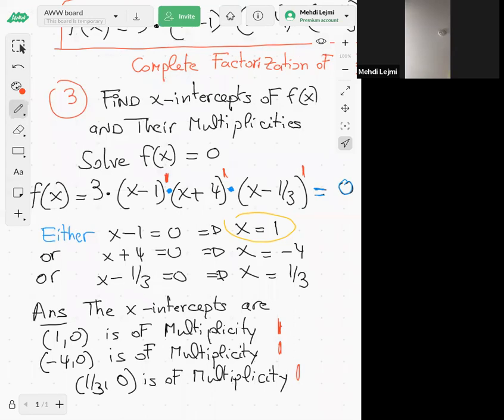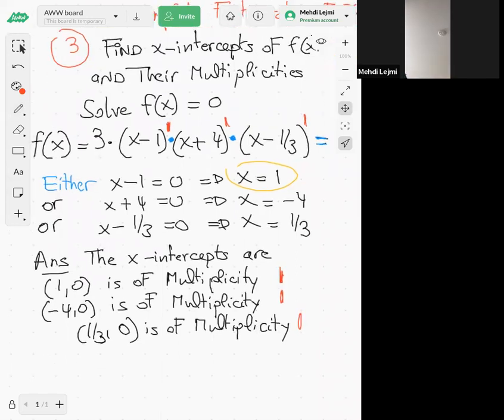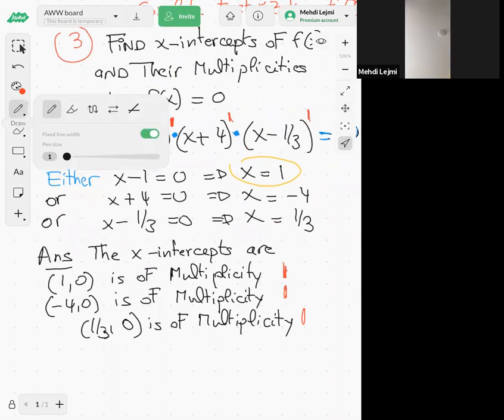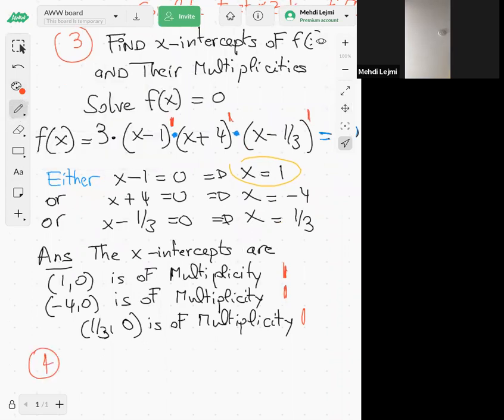All right, so that answered number 3. Now what's number 4? Number 4 was to find the y-intercept. Right, this was my x-intercepts and their multiplicities. So you see, guys, why we had to factor f of x completely, because once you factor f of x completely, then you can find the x-intercepts, right? Number 4, find the y-intercept. The y-intercept, again, is just f of 0.